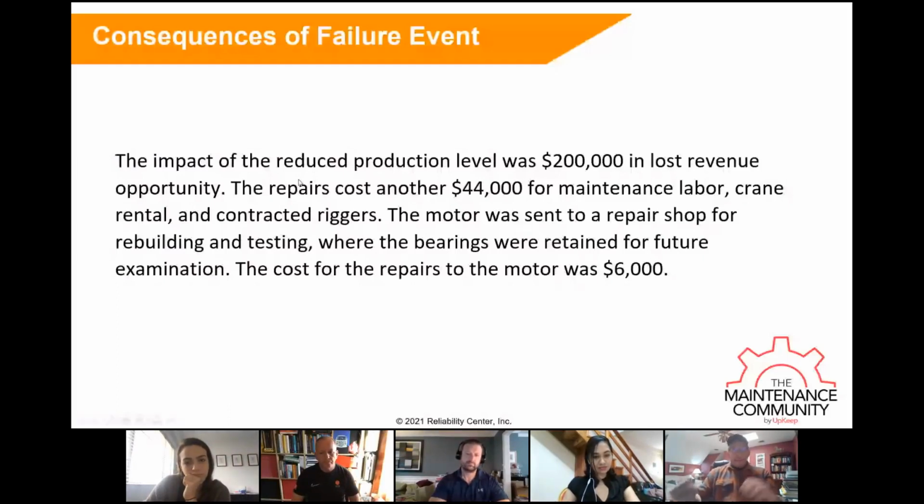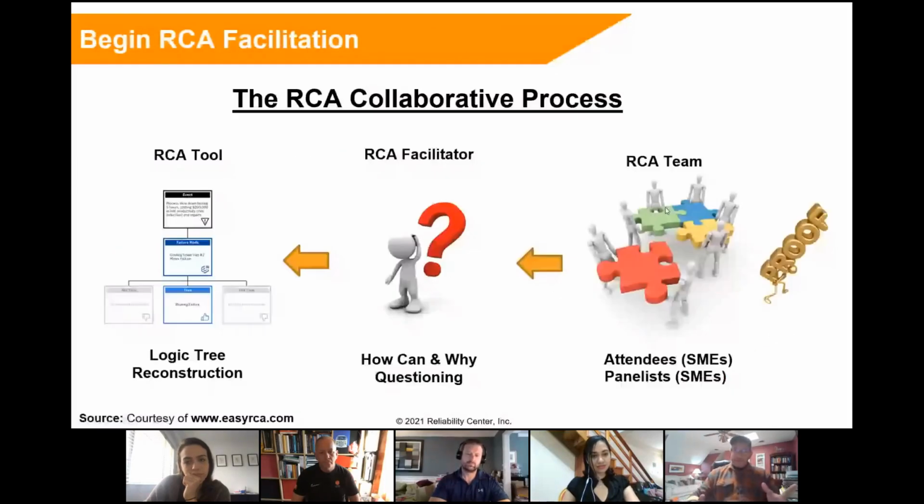Okay, while we're going to go through this case, we're going to learn about the lubrication degradation failure in this case. I also want to get across the collaborative nature of RCA and how we take information from SMEs, and we have a facilitative process, and then we have to capture it. If you look at the right side over here, my team in this case is going to be this esteemed panel and you all as the attendees.